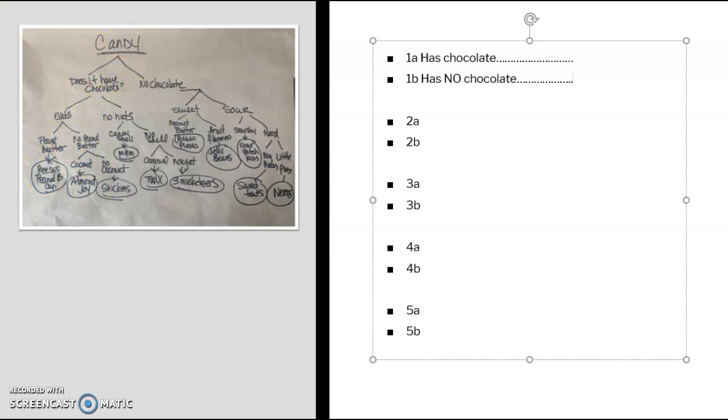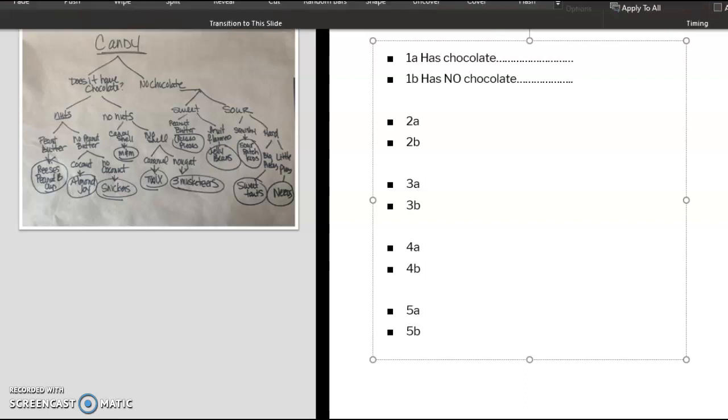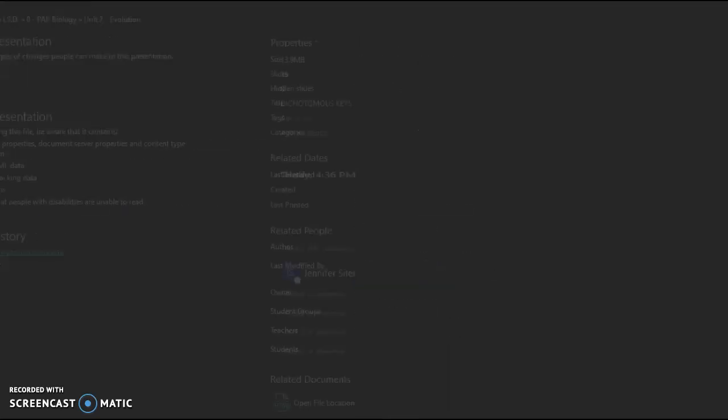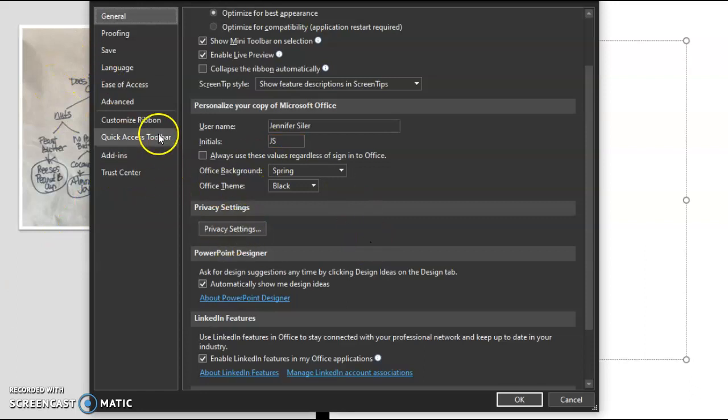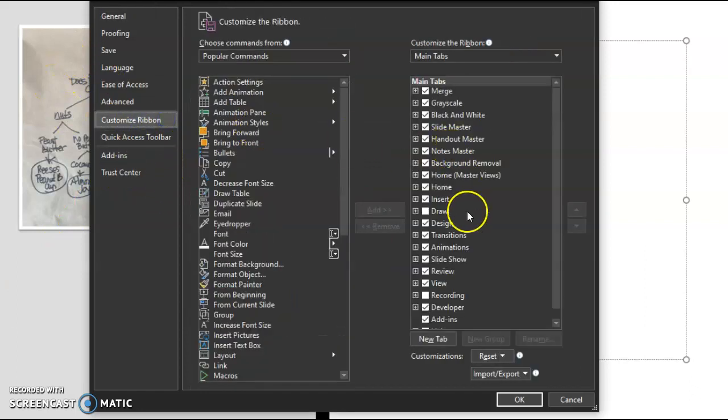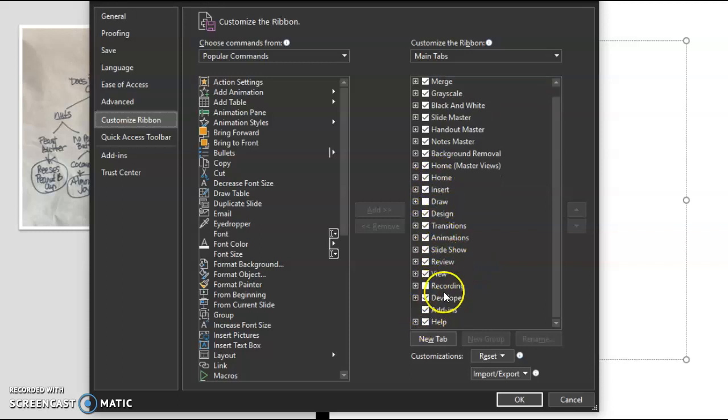Let me get some drawing tools up here. Oh no, where are they? Hold on a second, sorry. Goodness, why are they undone? Okay.